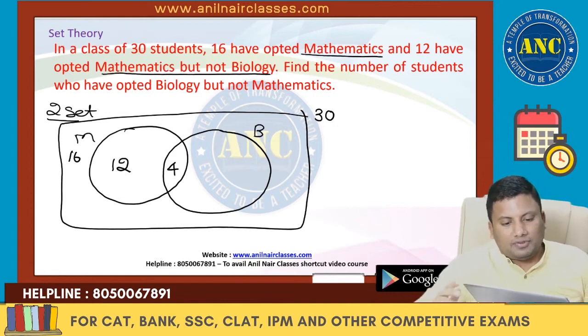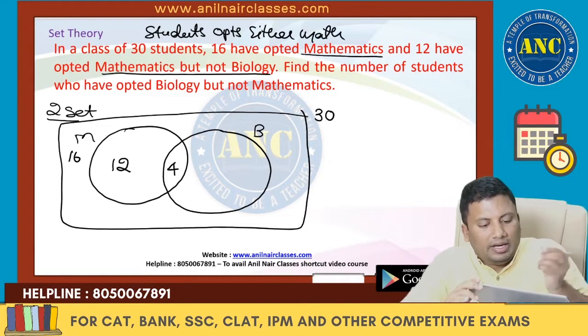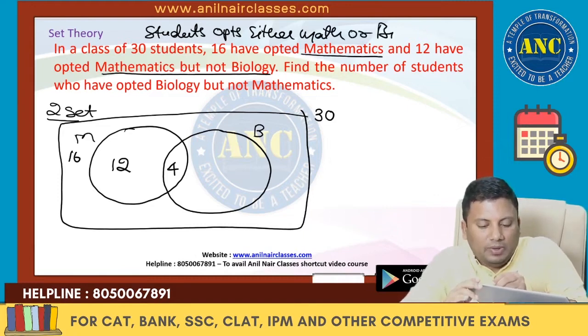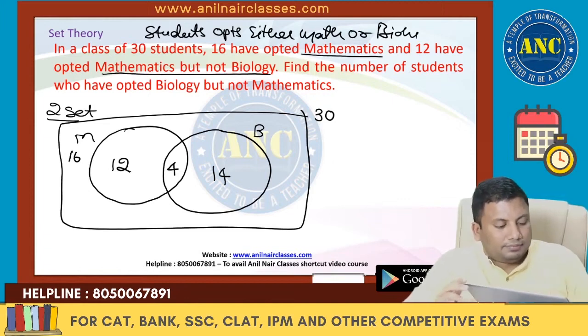Find the number of students. Every student opts for either maths or biology. It is something which needs to be stated. 16. These are nothing but 14.